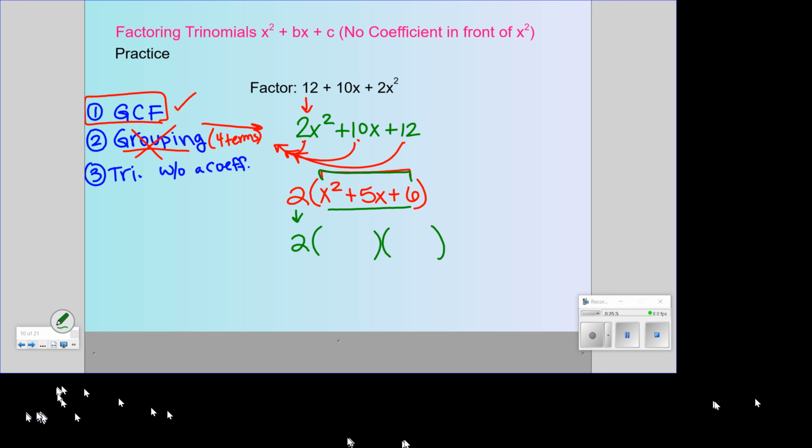So factors of 6 that add up to 5, positive 6, are 2 and 3. Both positive, and I'm not able to write for some reason. So we should get, oh, my board's frozen, but we should get 2 times x plus 2 times x plus 3. So there should be an x plus 2 and an x plus 3 in those binomials. My thing froze, but hopefully you heard the answer and know how to fill it out from there.